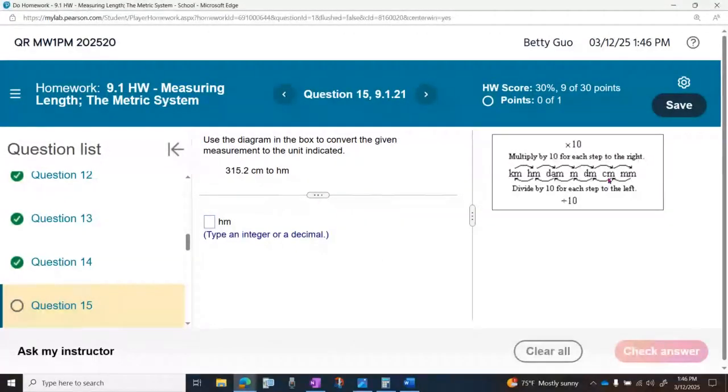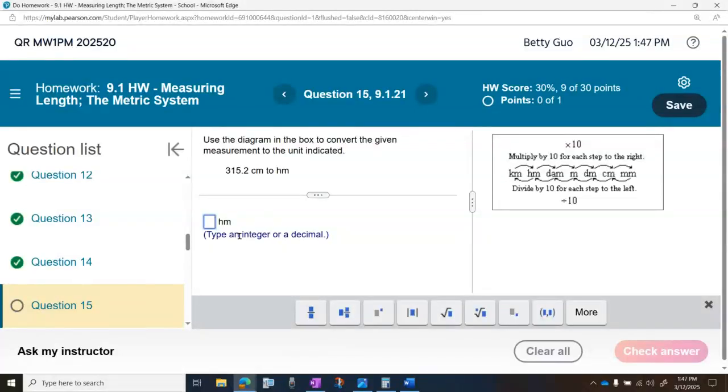So from CM to HM, CM is right here. Hectometer is here. So from CM to HM, we go to the left. 1, 2, 3, 4. Okay, let's do it again. From CM to HM, we go to the left 4 times. So with 315.2, move the decimal point to the left the same number of times, 4 times. 1, 2, 3, 4. So the answer is 0.03152.